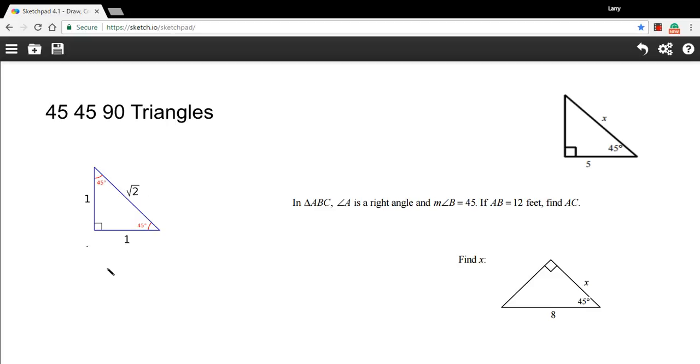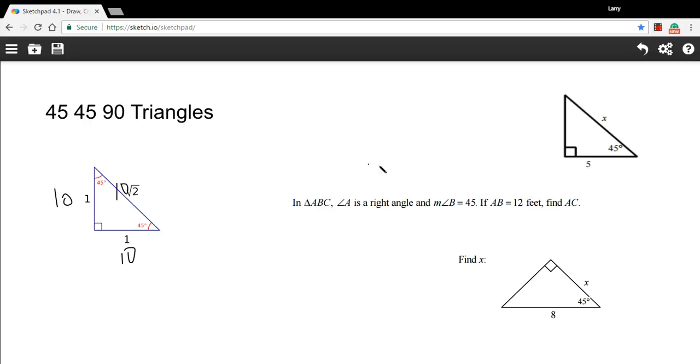So in general, if you know the one side, all the other sides are really easy to get because there's another one side that'll be exactly the same. So let's say this was 10, then this side would also be 10, and this side would be 10 times the square root of 2.